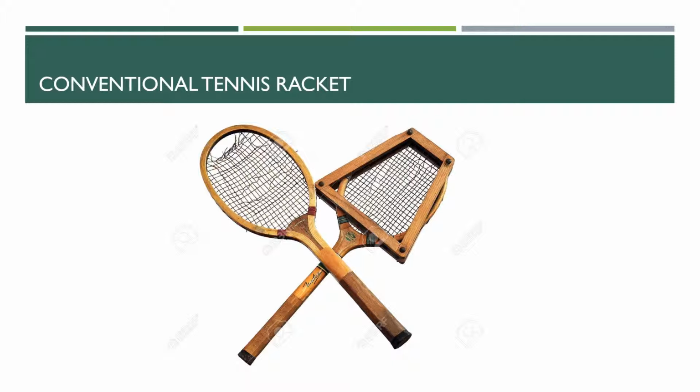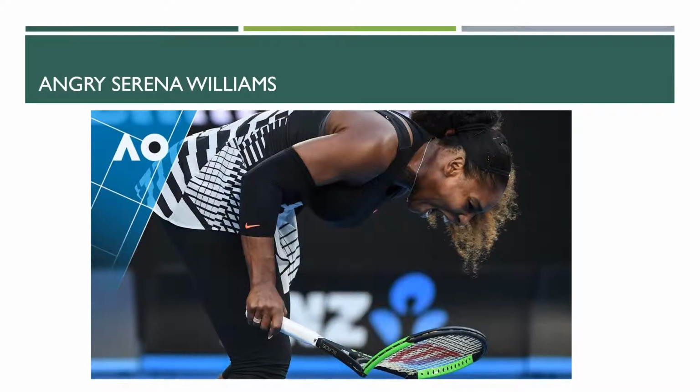And this is my favorite type of breakage, which is strings breakage, which is caused due to the smashing of the racket into the ground after a loss, just as we can see angry Serena Williams doing it here. The strings become loose also from continuous impact with the tennis balls and from the impact on the ground.